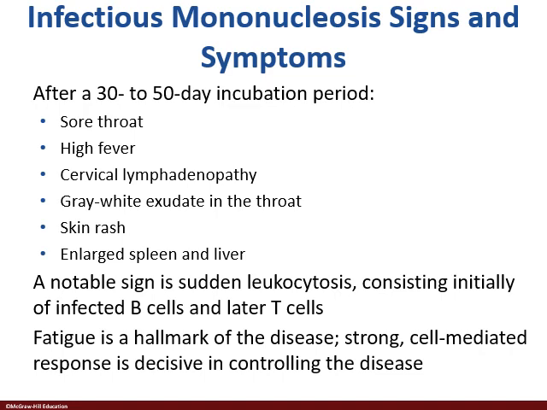When you look in their throat as the clinician, you're going to see what's called an exudate. There's going to be a film, a gray-white film covering parts of their throat. So people are going to have a rash. And many of them, most of them, are going to have an enlarged spleen or liver.